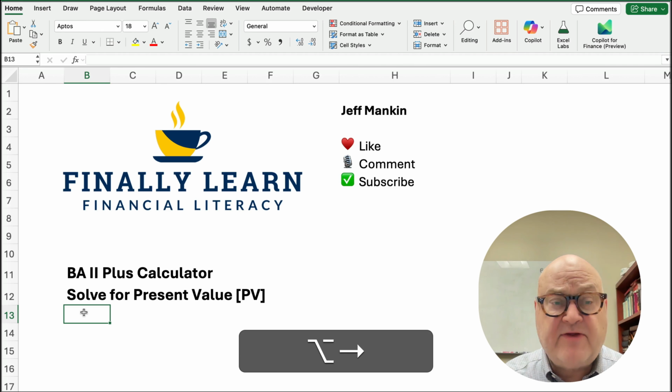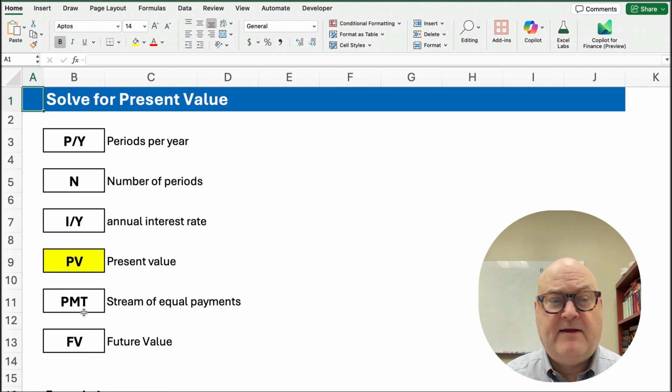Let's get started with the present value. So if we solve for present value, here's what we need. We need P/Y, the number of periods each year. This is the compounding frequency. We're going to need to know the number of periods, or N, the annual interest rate. We're going to need to know, is there a stream of equal payments, a payment, and is there a future value? And so once we know all these, then we can calculate present value.